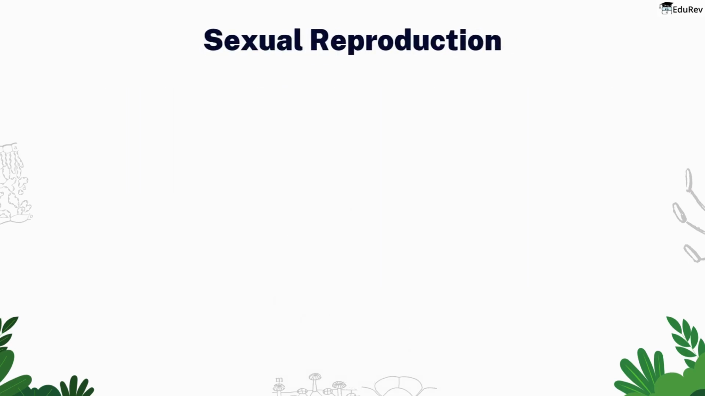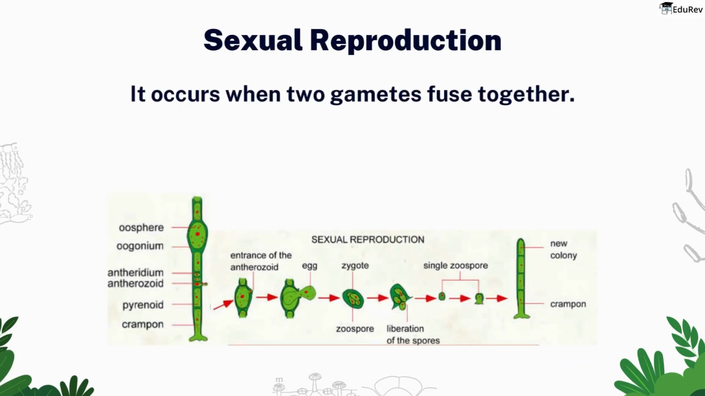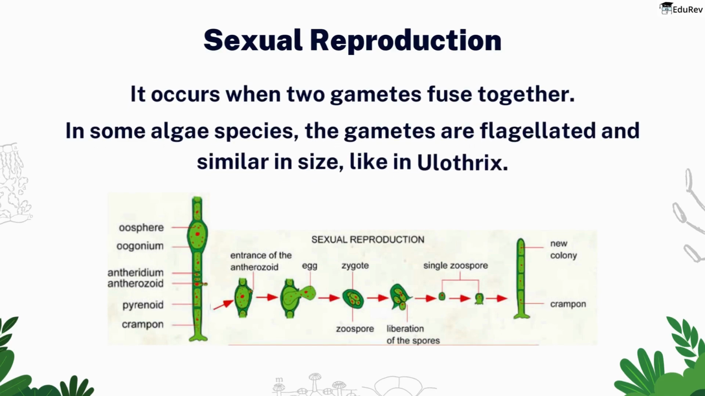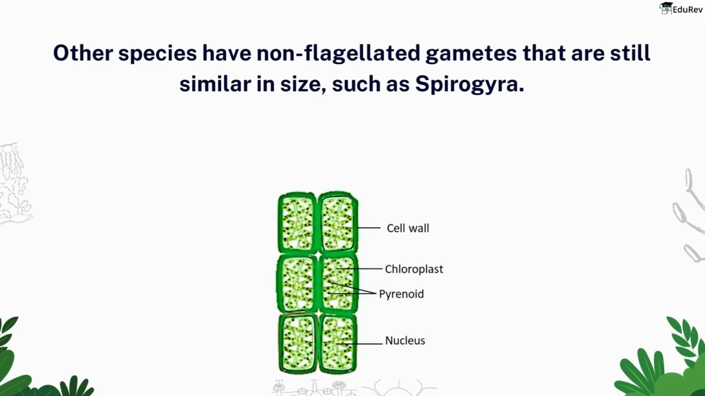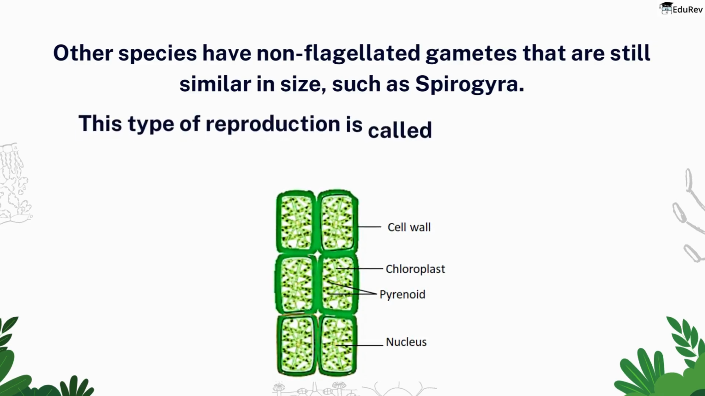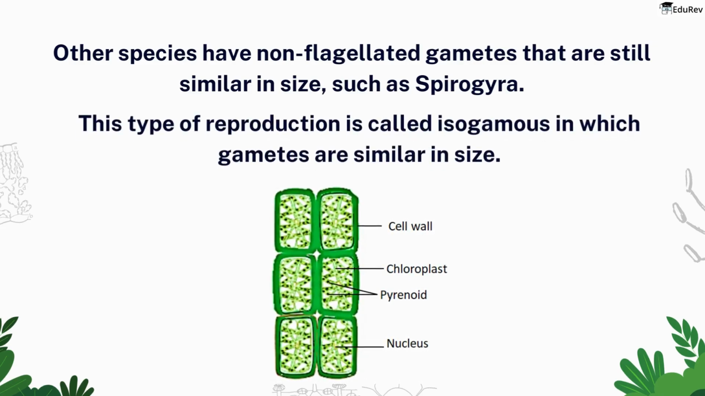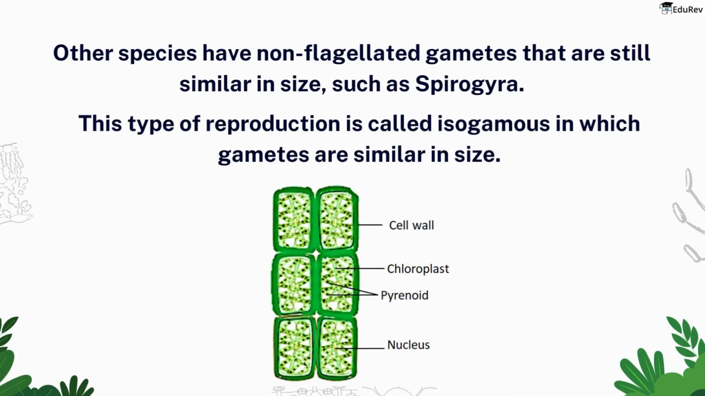Coming to sexual reproduction, in algae it occurs when two gametes fuse together. Gametes are reproductive cells. In some algae species, the gametes are flagellated and similar in size, like in Ulothrix. Other species have non-flagellated gametes that are still similar in size, such as Spirogyra. This type of reproduction is called isogamous, in which gametes are similar in size.